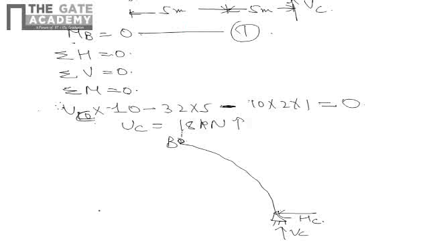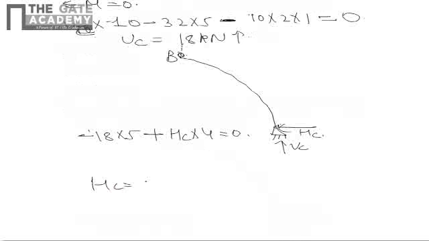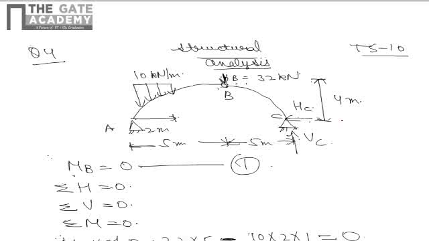So we can write that minus 18 into 5 because of VC plus HC into 4, that should be equal to 0, from where HC comes out to be 22.5 kilonewton, and that too positive. Now since positive assumed direction is on left side and answer is also coming out to be positive, so correct answer for question number 4 is option C.